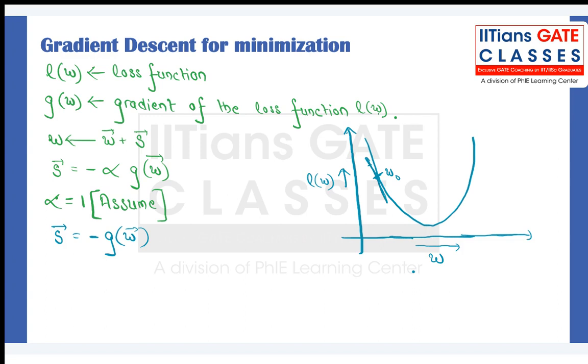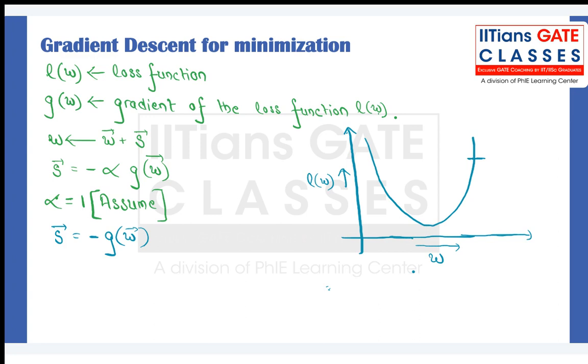So if I increase the value of W, then maybe I land somewhere here, from here to here. So see, I'm coming closer to the goal, right? On the other hand, if you look at the other side as well, let's assume that you start from here.